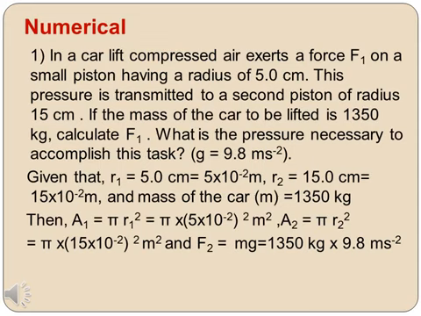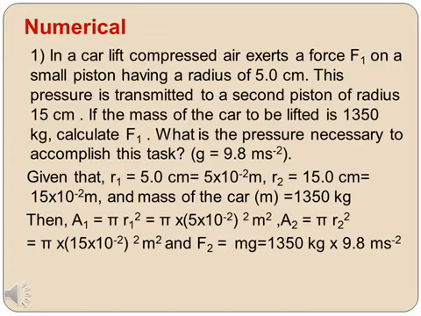The solution is, given that radius of the small piston R1 is equal to 5 cm, converting into meter, it is equal to 5 into 10 the power of minus 2 meter. Radius of the second piston R2 is equal to 15 cm is equal to 15 into 10 the power of minus 2 meter, and mass of the car m is equal to 1350 kg.